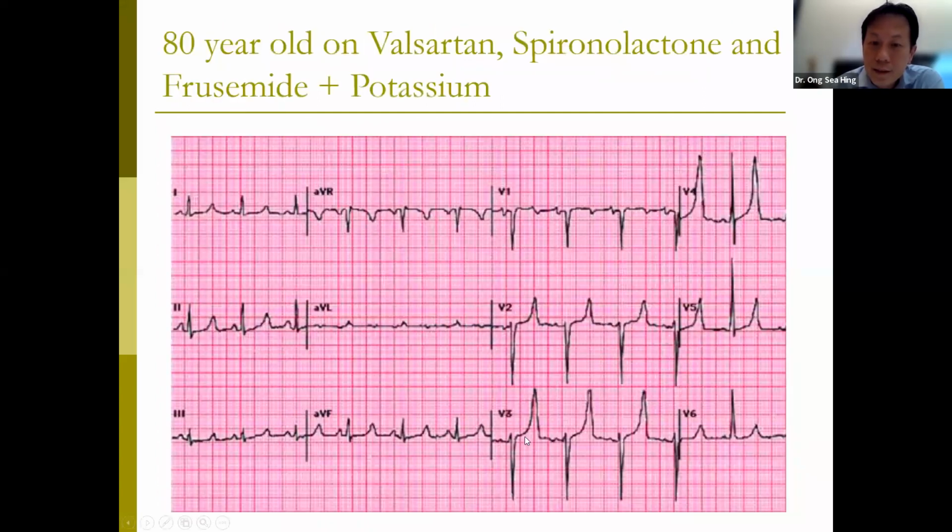This is another example of ST elevation. You get ST elevation that is very tall, thin, and peaked. This is what we call symmetrical ST elevation, with very tall T waves here. This is an 80-year-old who is taking Valsartan, an angiotensin receptor blocker, Spironolactone, as well as Lasix and potassium. Obviously, most of us, when we see this ECG, will know that you need to check the patient's potassium, because this is hyperkalemia until proven otherwise.